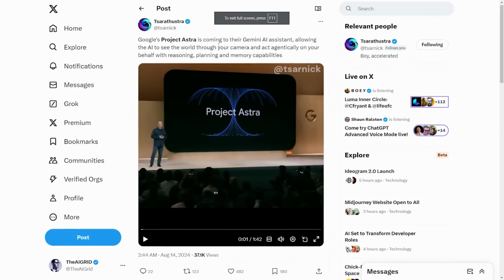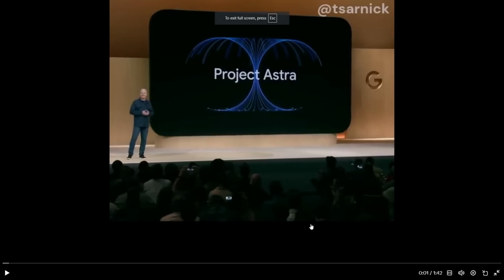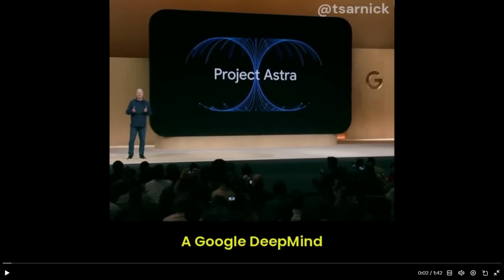Now, something I should have covered early on in the week was that Google's Project Astra is coming to their Gemini AI assistant. This is something that is currently live in Android phones, and I'm going to show you guys how effective this is after you guys see this quick demo.